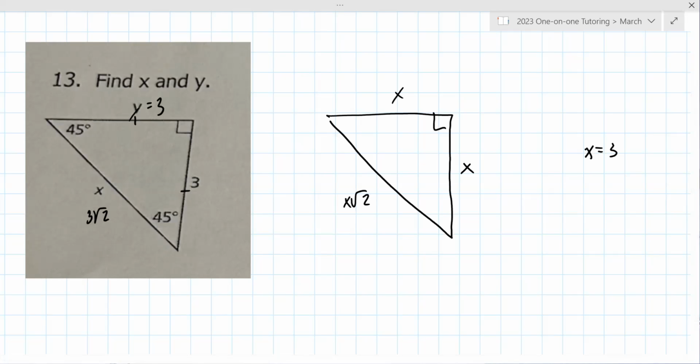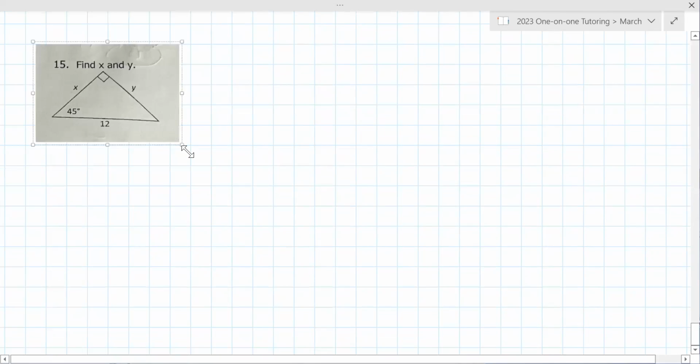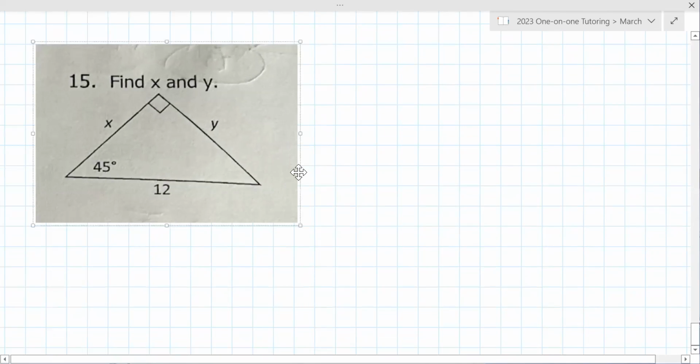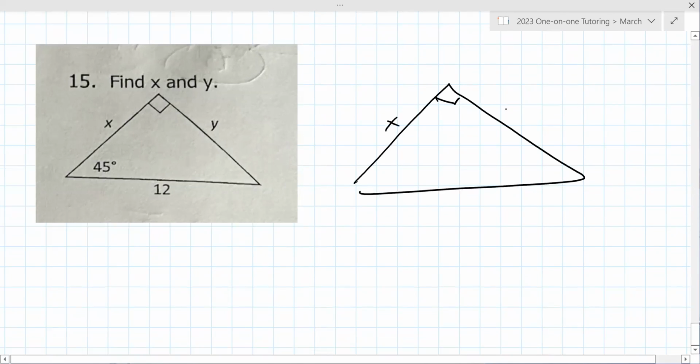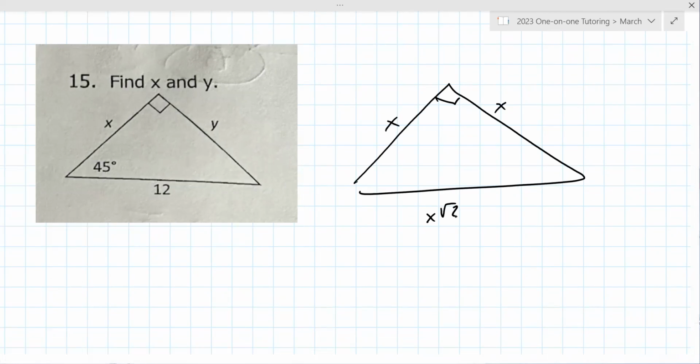All right, let's do 15. Come back to 14. So see if you can do this one on your own. It's the same setup. I'll draw the reference triangle if you want. Or that x root 2. A little more work involved because you got to get rid of that root 2, but we've done this before. So give it a try. If you have questions, please ask.